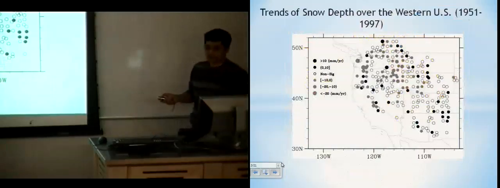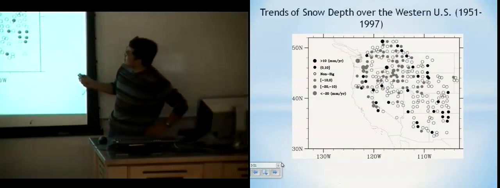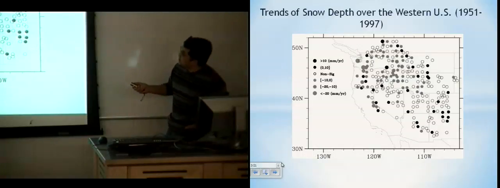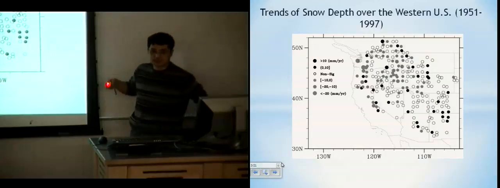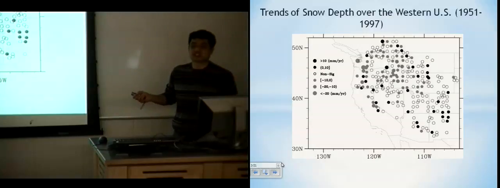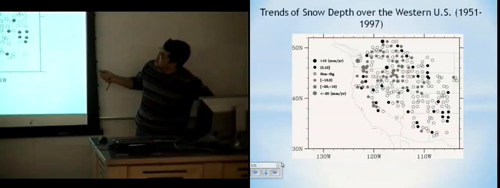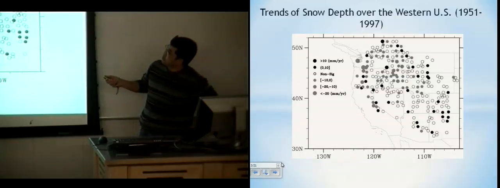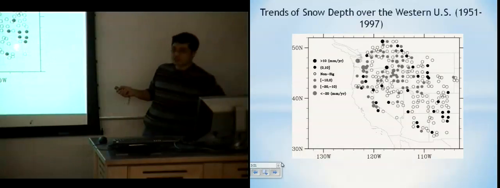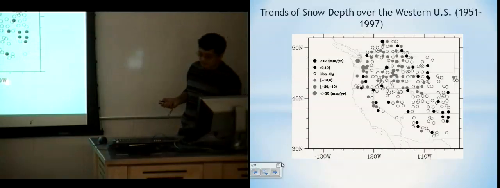This is a close look at snow depth trends over the western United States. Here, the dark dots are positive trends, upward trends. The gray dots are negative trends, downward trends. The open circles mean the snow change is not significant. So you see most decreased trends are over the northwest. The southwest either doesn't have significant trends or has upward trends. You see the dark dots here.